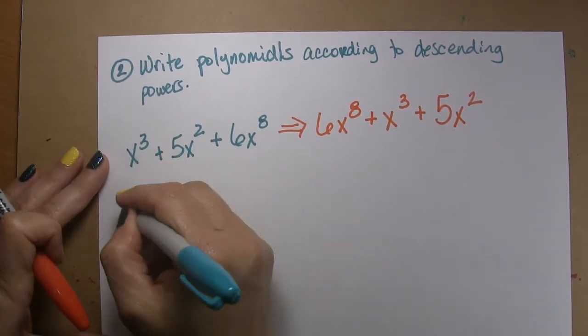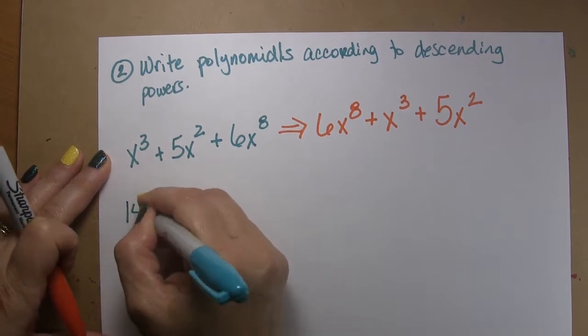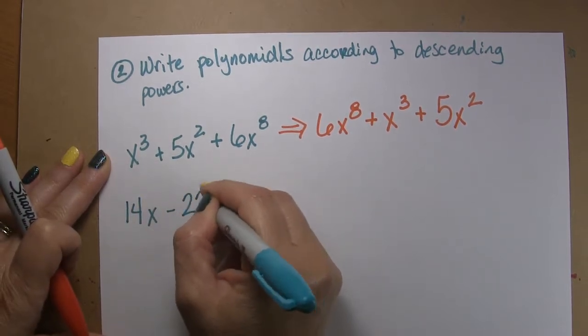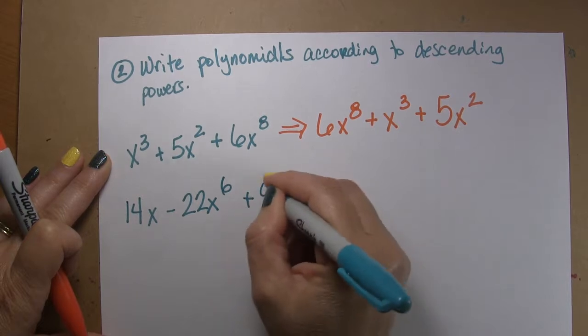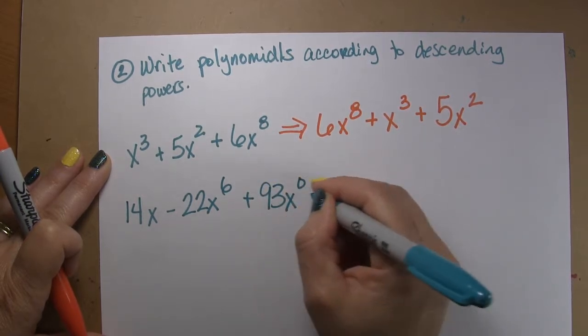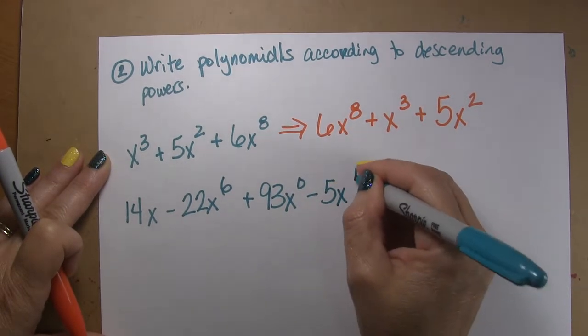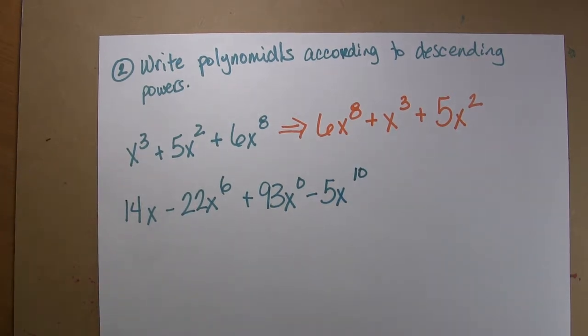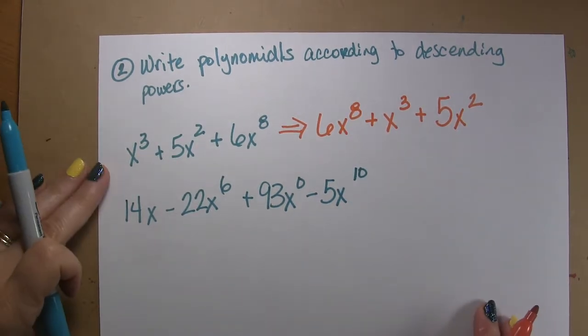Let's do another one. Let's try this one. 14x minus 22x to the 6th plus 93x to the 0 minus 5x to the 10th. You take a second and tell me what that should be written properly.